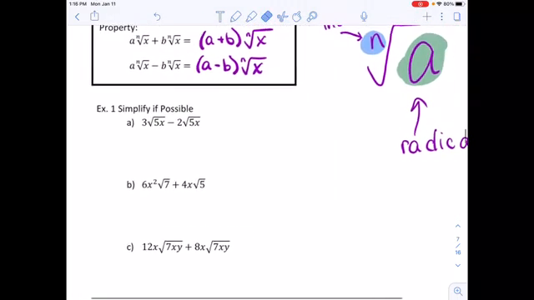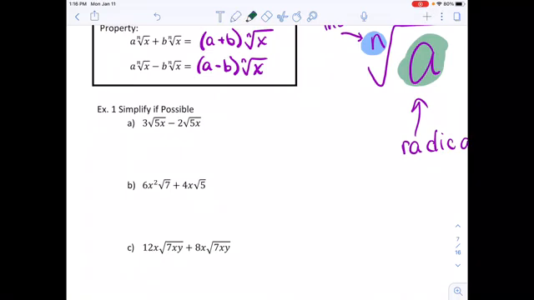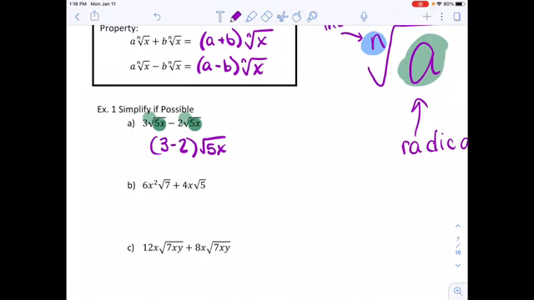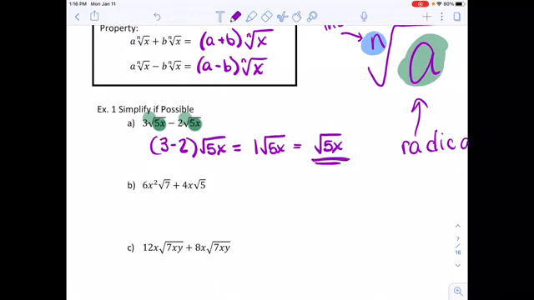So example 1, part A, simplify if possible. Check your indexes, are they the same? In this case they're both square roots, so that checks out. Check your radicands, they're both 5x, so they're the same. We can go ahead and subtract the terms in front, and then you are left with just a 5x. That will then equal 1 square root of 5x, which is really just the same as square root of 5x. Okay? Simple as that. We do have another one.